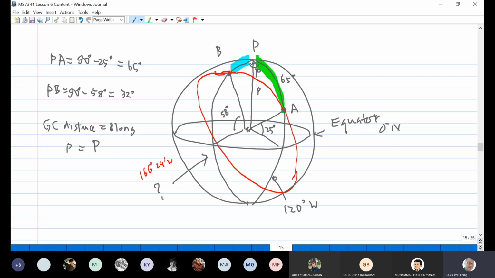Okay, so to go back to this calculation, this answers the first part, longitude of arrival. So this one is answered already, and then we find the final course.